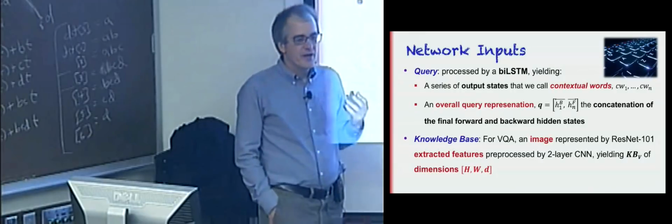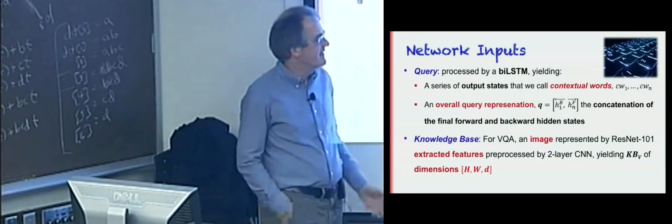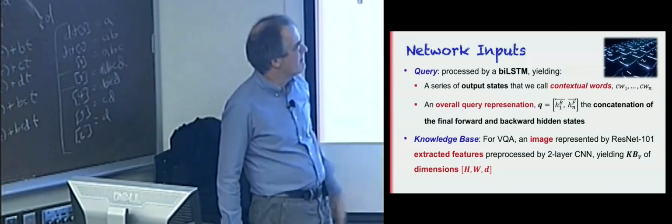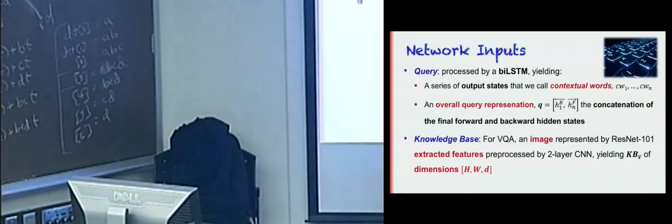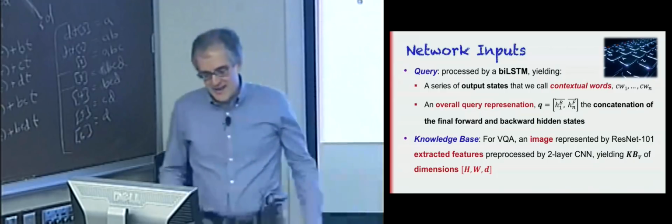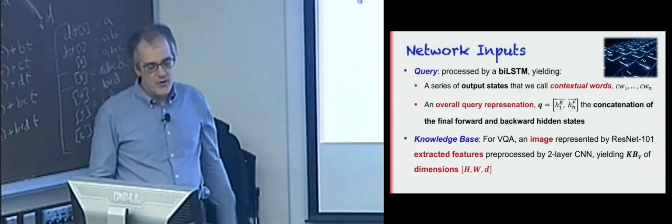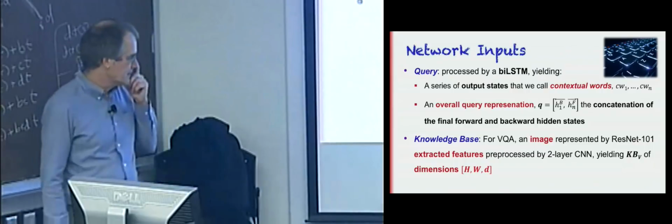And then we also want to get a meaning for the whole sentence. The way we get the meaning for the whole sentence is the overall query representation. I guess I misspelled that. It's done in the simplest way possible. We take the final states of both the forward and backward LSTM model. We concatenate them together to be a bigger real valued vector, and we call that the whole query representation.